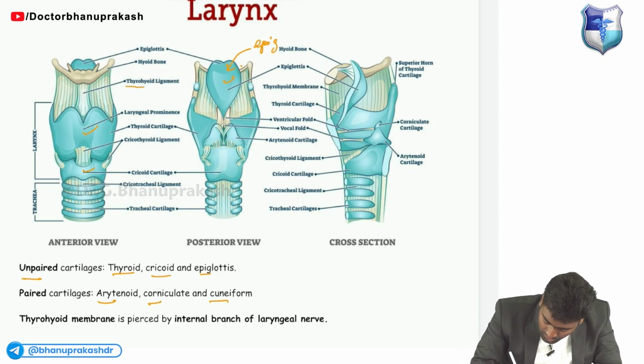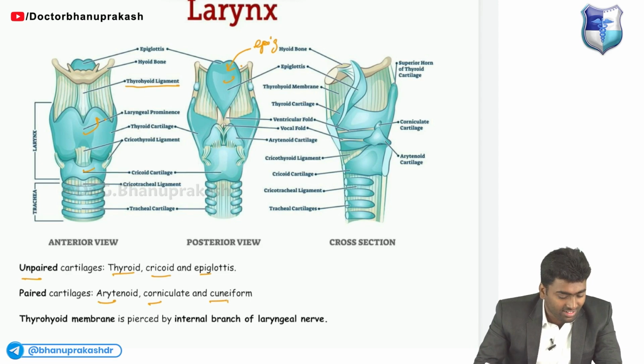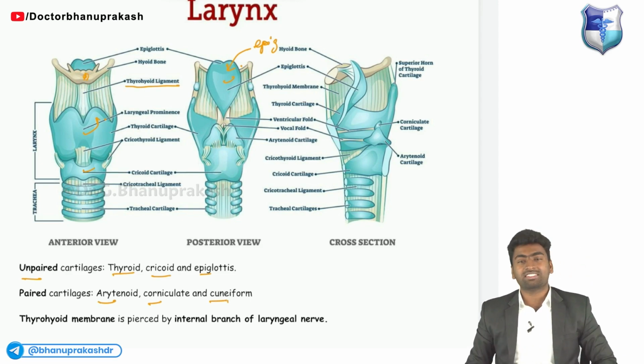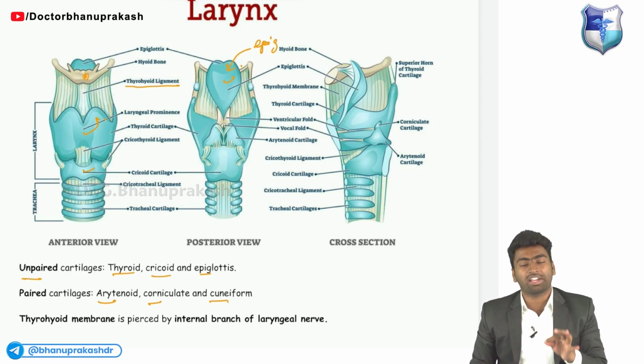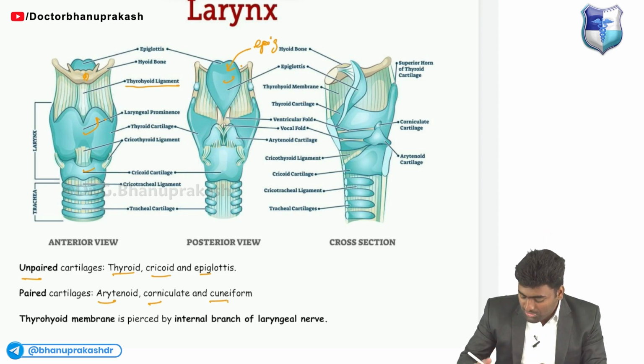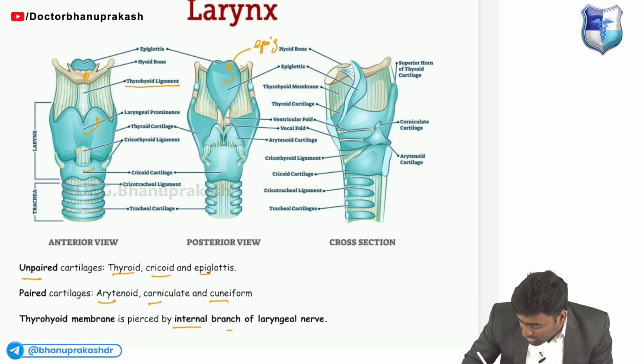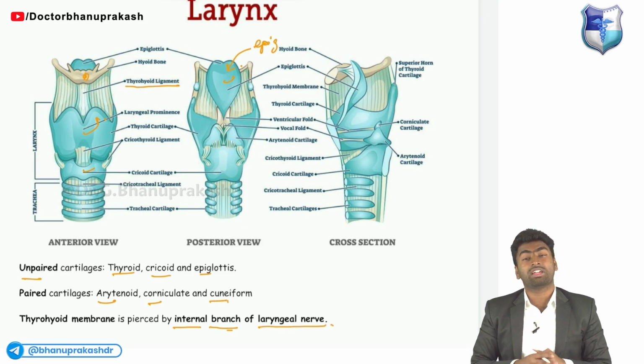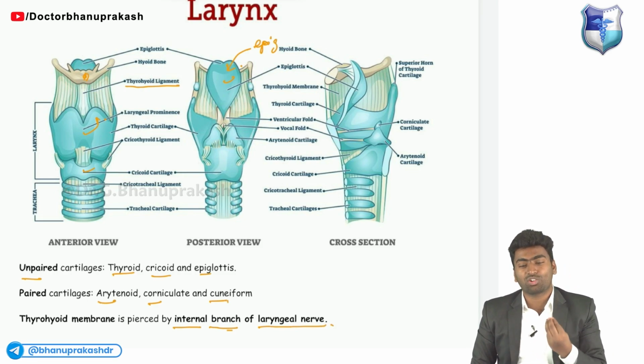This is the thyrohyoid membrane. Between the thyroid cartilage and the hyoid bone, there is this membrane known as the thyrohyoid membrane. And one nerve passes through this membrane, which is the internal branch of the laryngeal nerve. So the internal branch of the laryngeal nerve will be passing through the thyrohyoid membrane.